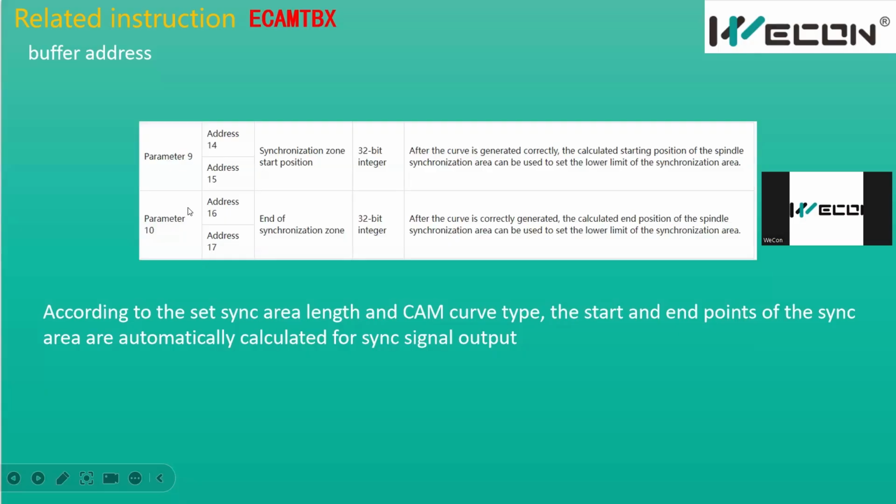If you remember, we also have the master start sync area and the master end sync area. We also have these two parameters in the ecam instruction, so we need to move these two parameters to ecam. So when the master achieves the sync area, we can have the sync signal output, and we can use this sync signal output to control our cutter or to control something.